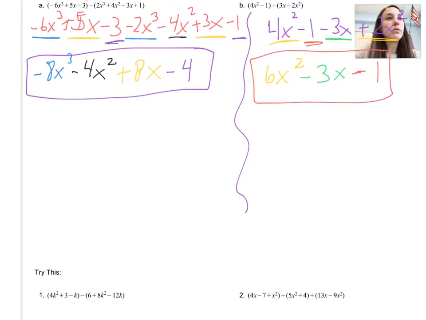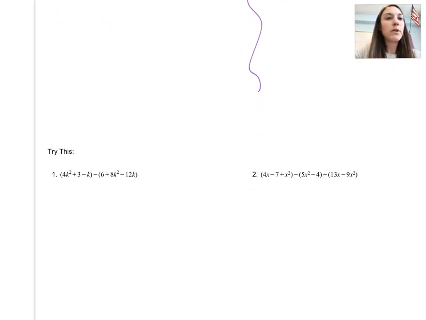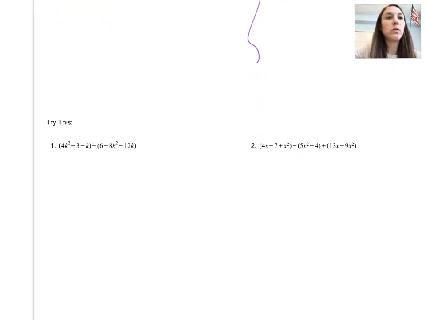Now what I'd like you to do is take a look at the try this. I want you to do both of those and then check your answer. So you can hit the pause button now and unpause it when you're ready to check your answer.